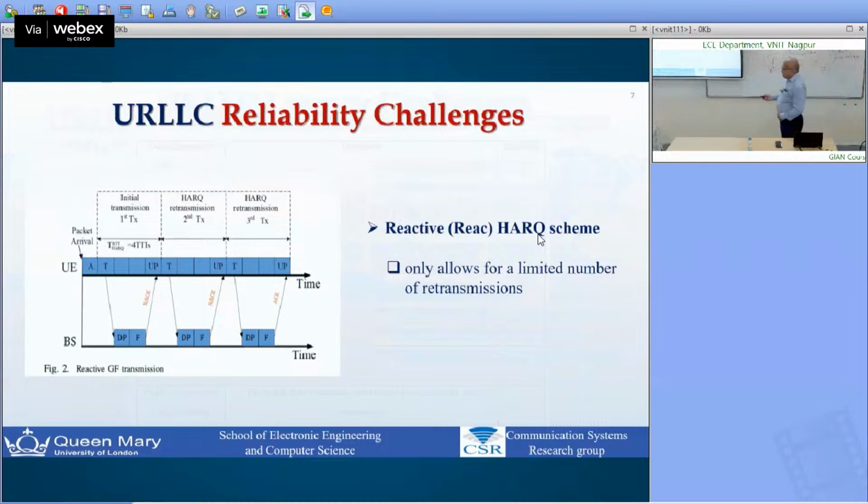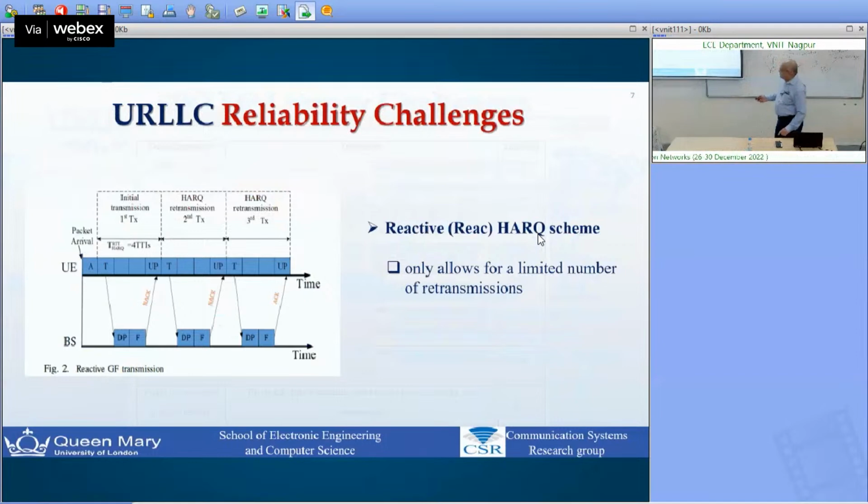Here, take the reactive scheme, the hybrid automatic repeat request. The user transmits to the base station, and the first initial transmission failed. The acknowledgement is not received, so the second attempt, repeat again, not received. The third time you repeat, then it is acknowledged. So you are going to repeat again and again till you get acknowledgement. This is the reactive scheme.